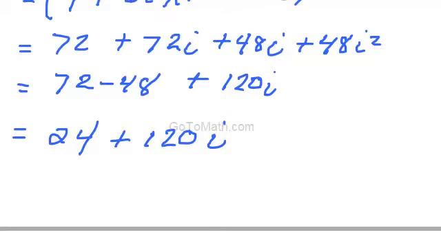So 24 plus 120i. There we go. That was number 5. So let's take a look at number 6. You should try to work this out. We haven't done these, I don't guess.